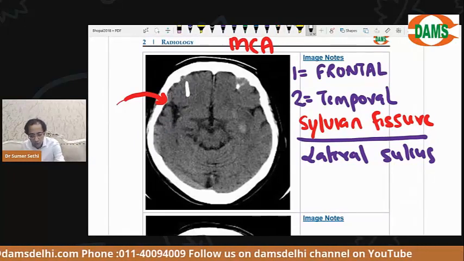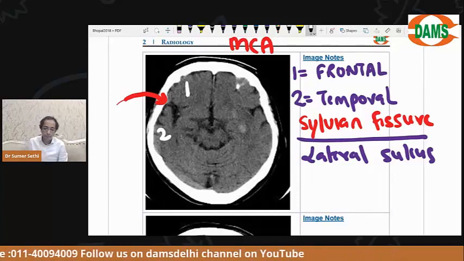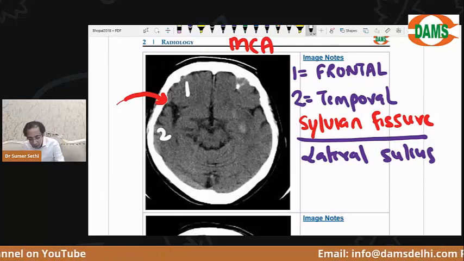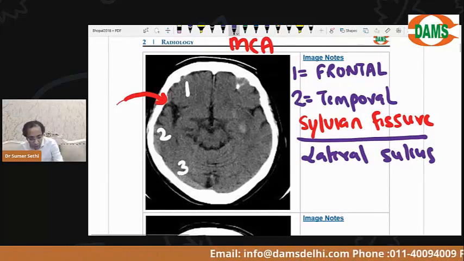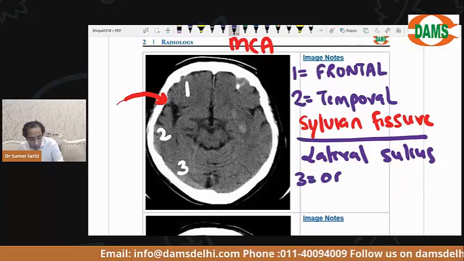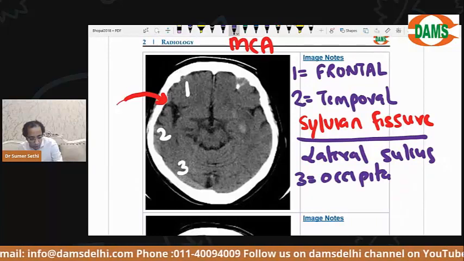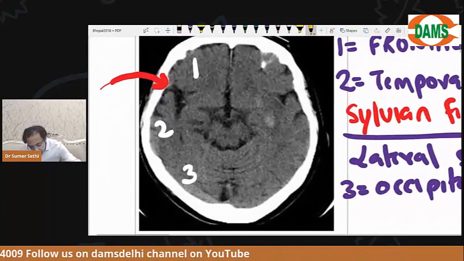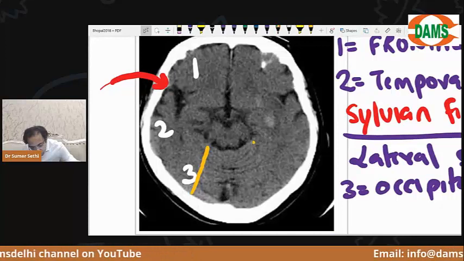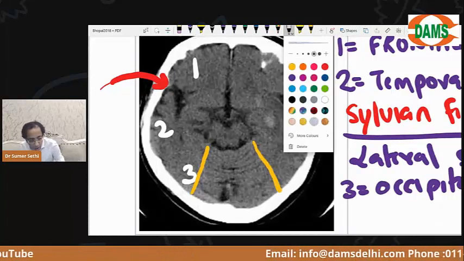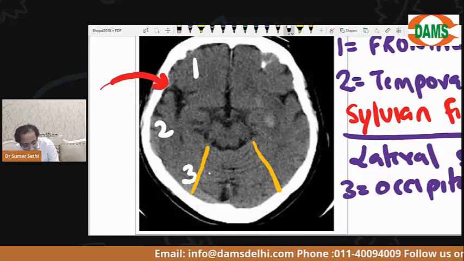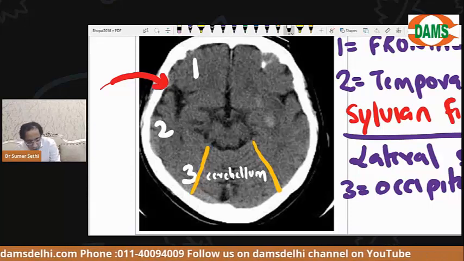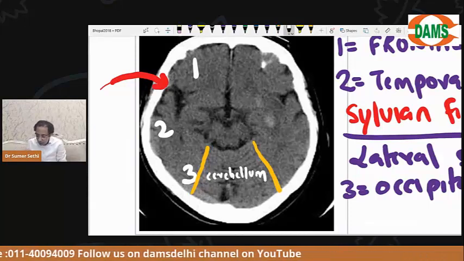Now let's see here. This is 1, this is 2. Everybody clear? 1 is the frontal lobe, 2 is the temporal lobe, 3 is the occipital lobe. You can start to see a little bit of occipital lobe, but don't get confused, I am outlining the tentorium here. In the center, you can still see the cerebellum, the superior part of the cerebellum.